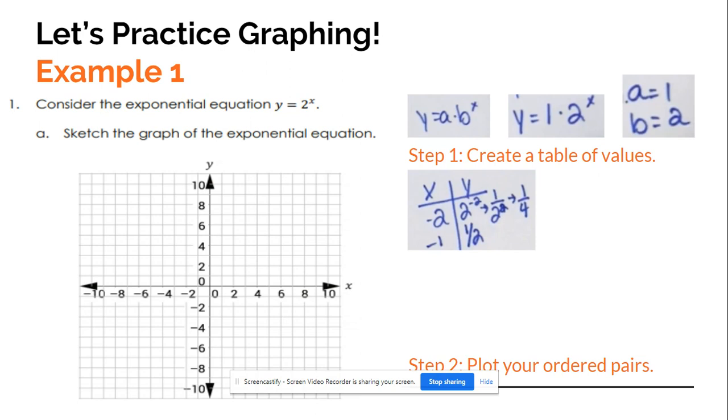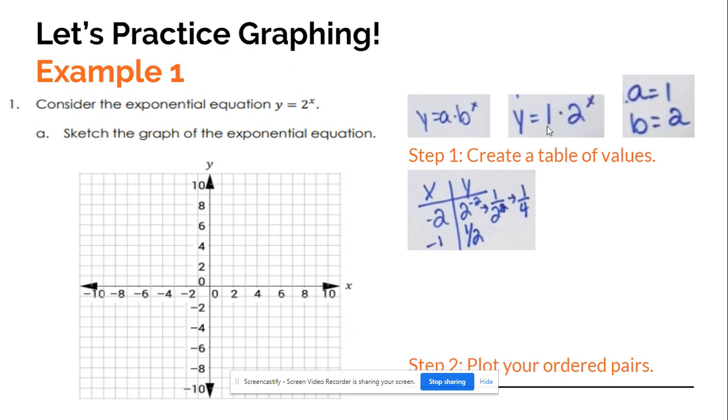Now you can do this by creating your own t-chart on your paper and substituting and evaluating. Or don't forget, you can go to Desmos online graphing calculator and type in this equation and pull up your table that way. So to create your table of values, go ahead and pick two values less than 0, so -2 and -1. Those are just random points. You could honestly pick any that you want.